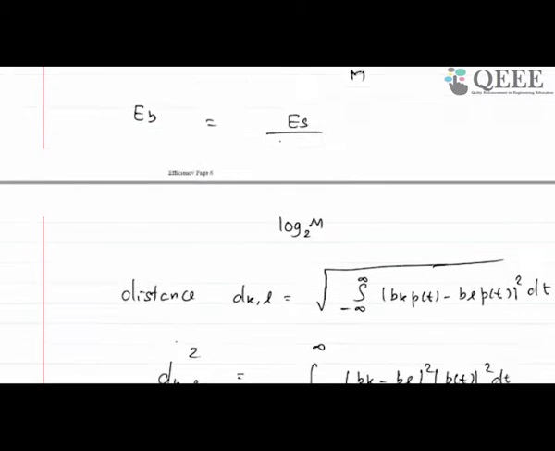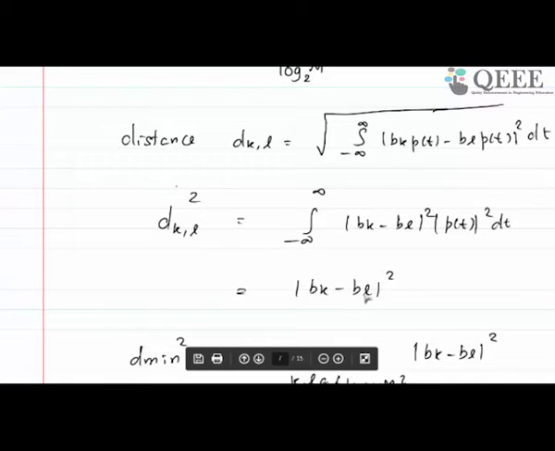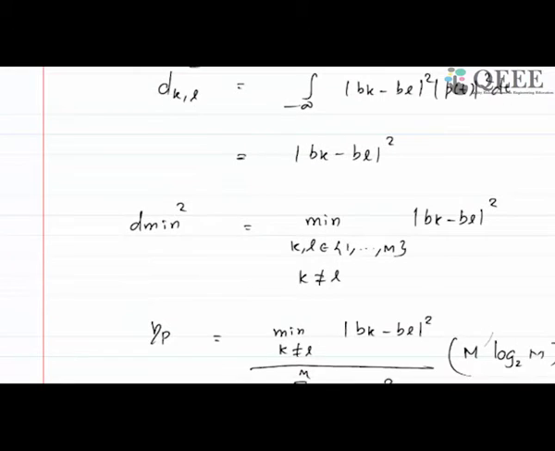Now you can find the distances between the signals this way. Sk of t is Bk times p of t and Sl of t is Bl times p of t. Take the distance, which is basically the magnitude of Bk minus Bl, squared. Bk and Bl are the constellation points corresponding to k and l. The minimum distance is the smallest such distance, so you find the points which are closest to each other, and that gives you the minimum distance.